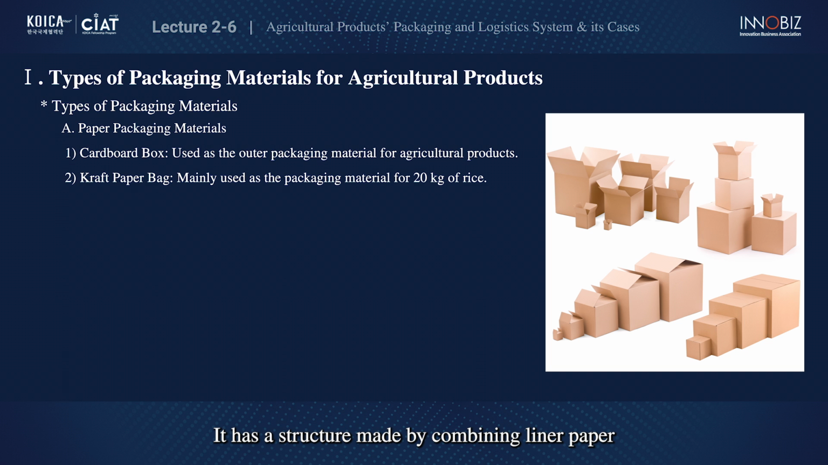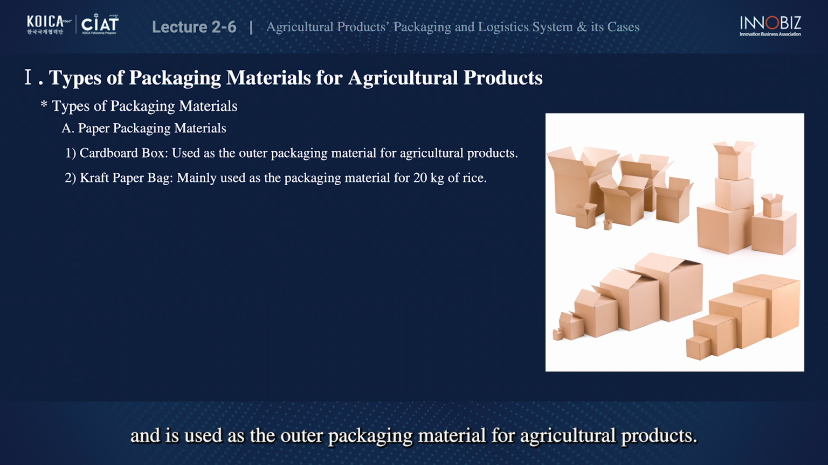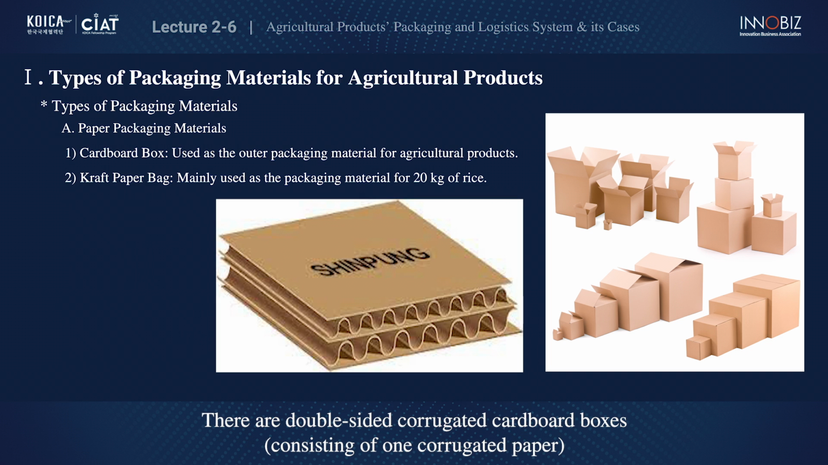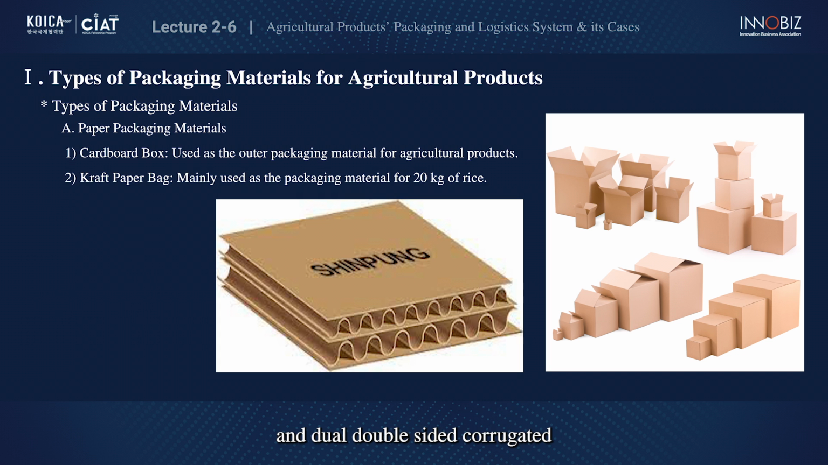Cardboard box. It has a structure made by combining liner paper and corrugated paper, and it is used as the outer packaging material for agricultural products. There are double-sided corrugated cardboard boxes and dual double-sided corrugated cardboard boxes made according to the specifications. For the wholesale market, dual double-sided corrugated cardboard boxes are used for packages over 10 kilograms, and the double-sided corrugated box for packages under 5 kilograms. They are widely used as the external packaging material for fruits and vegetables.